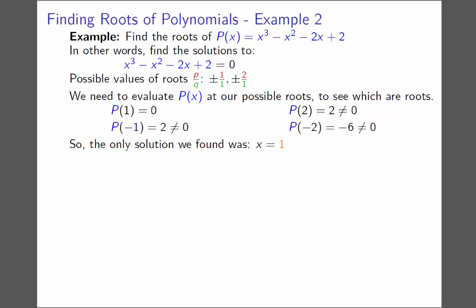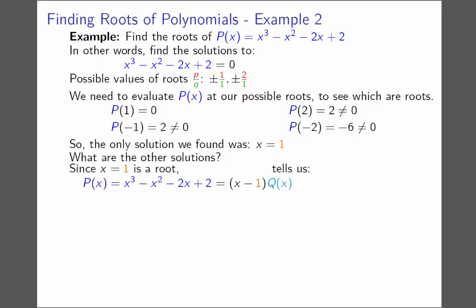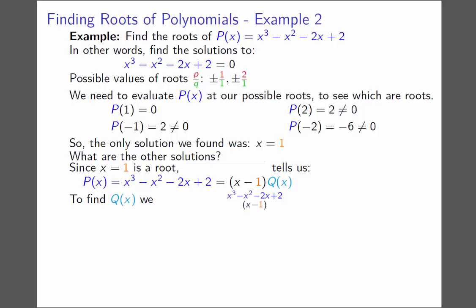But this is a degree 3 polynomial. There should be 3 roots. Where are the other solutions? Well, since x equals 1 is a root, the factoring theorem tells us that p of x can be written as x minus 1 times some other polynomial q of x. And to find q of x, we need to compute p of x divided by x minus 1. If you'd like to see the steps of this computed out, you can click the purple link now.